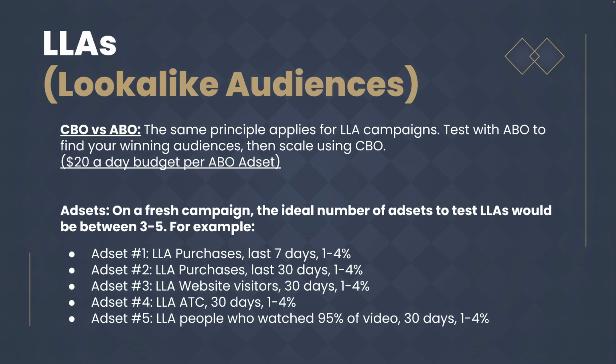For example, ad set number 1, lookalike purchases last 7 days, 1 to 4%. Ad set number 2, lookalike purchases last 30 days, 1 to 4%. Ad set number 3, lookalike website visitors 30 days, 1 to 4%. Ad set number 4, lookalike add to carts 30 days, 1 to 4%. And then lookalike of people who watched 95% of the video, 30 days, 1 to 4%.